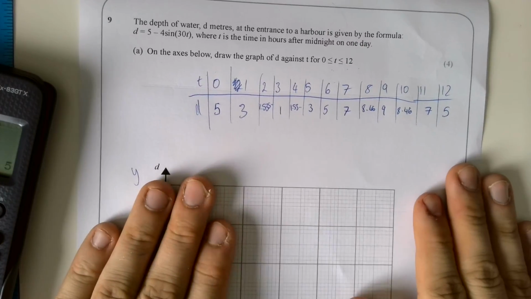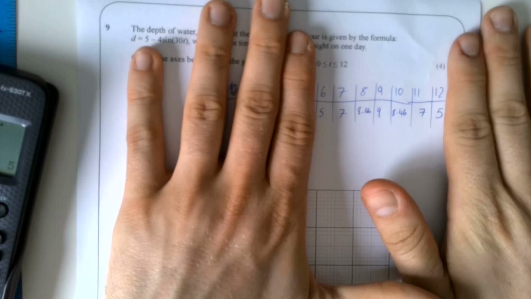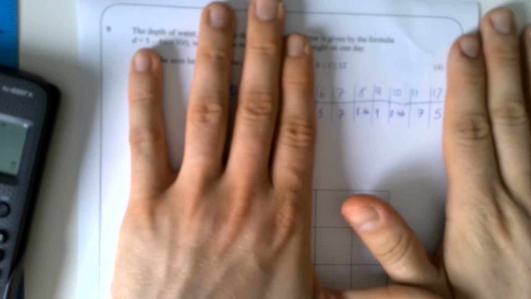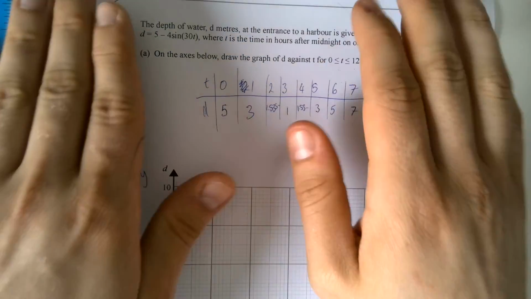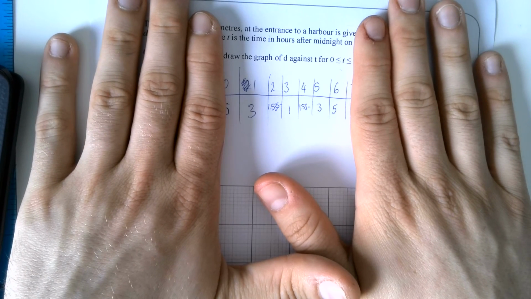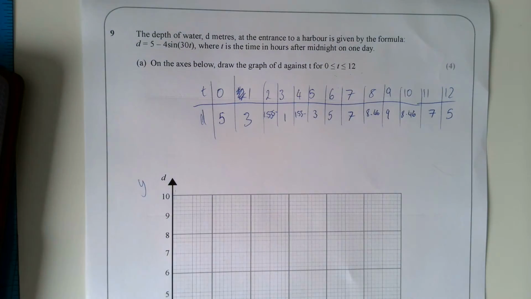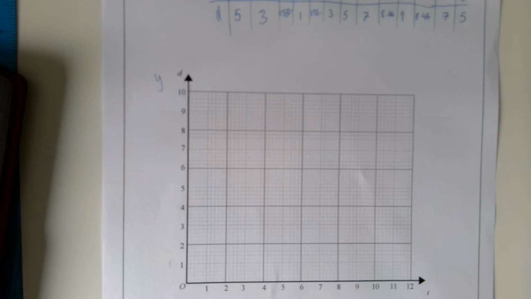So again, if I just look at two of these parts in isolation, I've got some symmetry there. 5, 7, 8 point something, 9, 8 point something, 7, 5. I've also got symmetry here. 5, 3, 1.35, 1, 1.53, 3, 5. Okay, so all I have to do is plot those values.